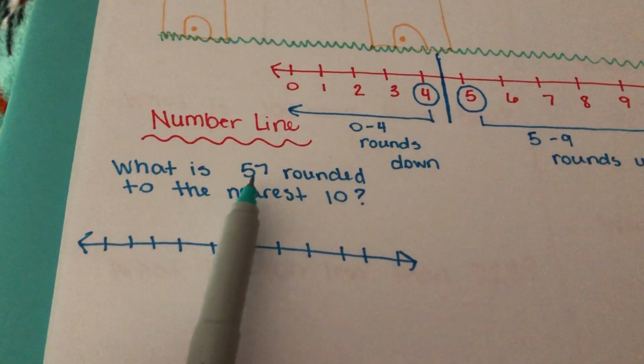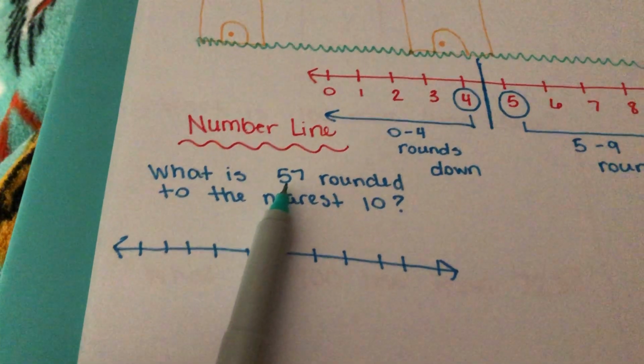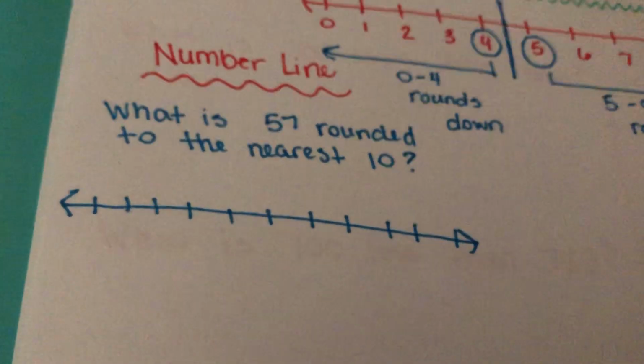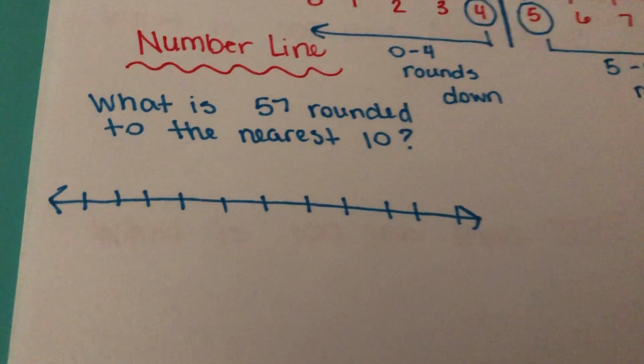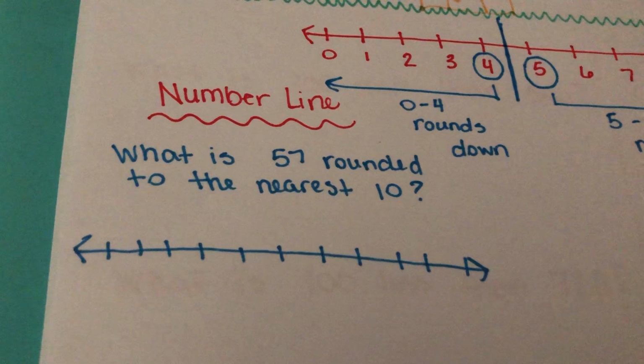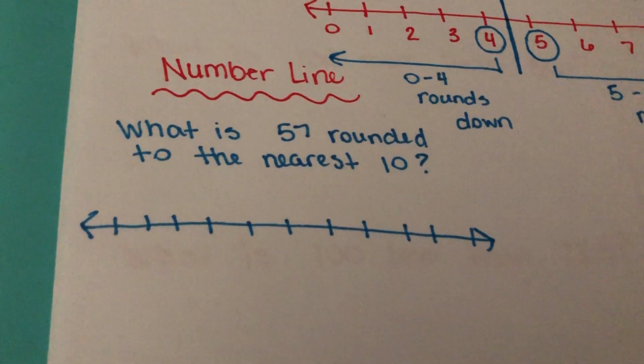And the first thing we do is whenever we see 57, we have to think, what two tens does 57 come between? If you want to prompt your child, if you're working on this with them, you want to say, is it between 0 and 10? Is it between 10 and 20? Is it between 20 and 30? And so on. If your child does think that it's between something that you know is not correct, have them count.